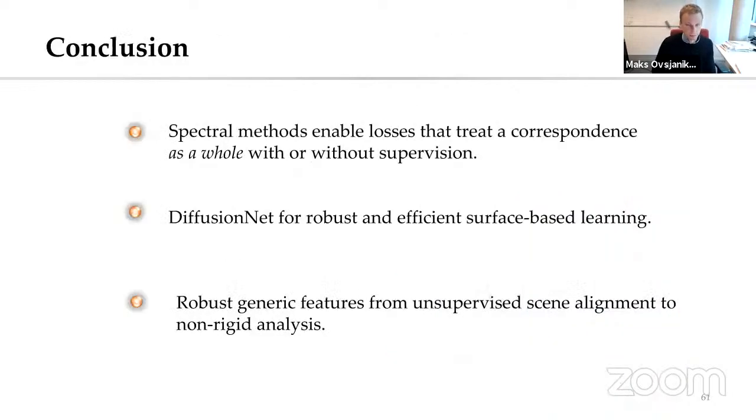Right, so that's all I wanted to mention for today. So basically, I talked about three main things. First of all, using spectral techniques for imposing losses that treat the correspondence as a whole, both with and without supervision. And DiffusionNet as an architecture for robust and efficient surface-based learning. Finally, generic pre-trained features from unsupervised scene alignment to non-rigid analysis.